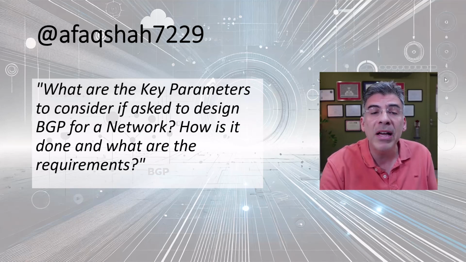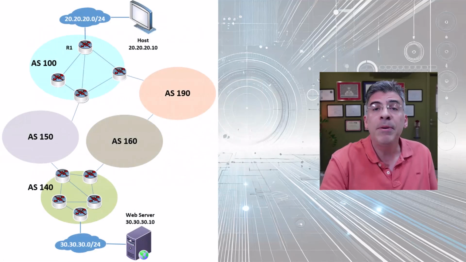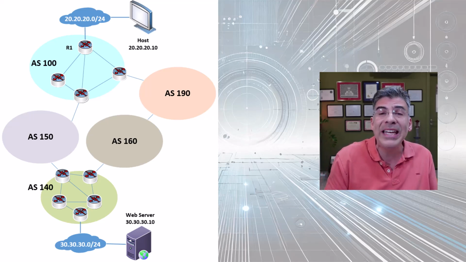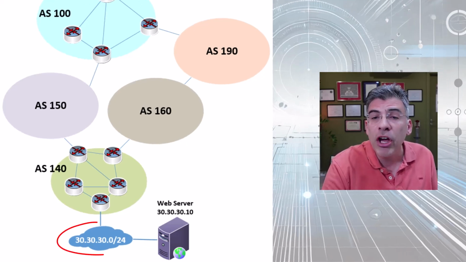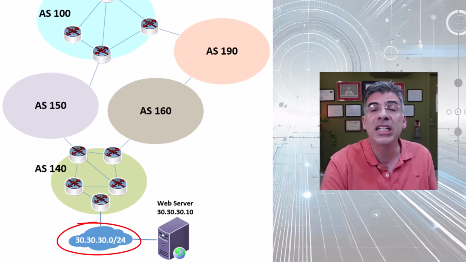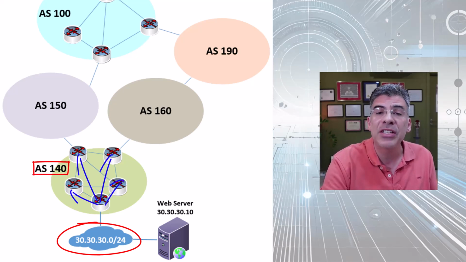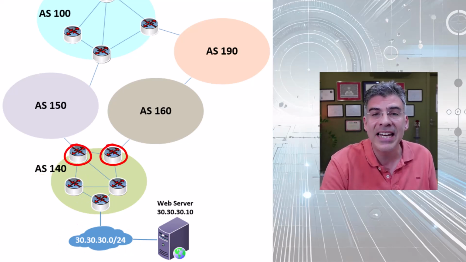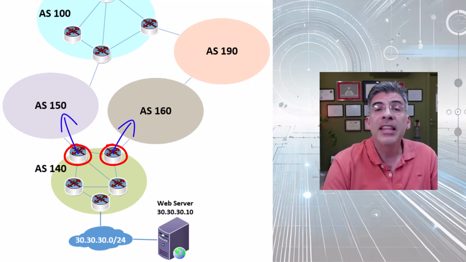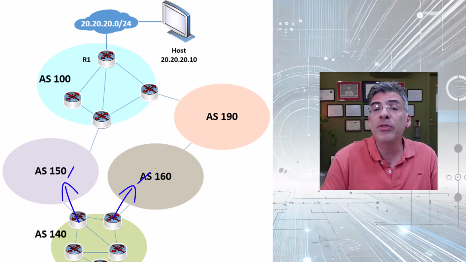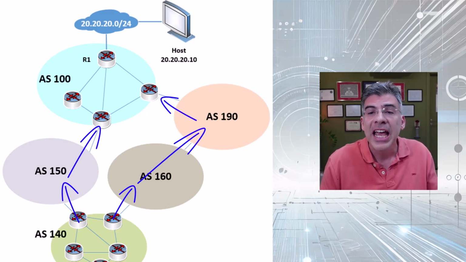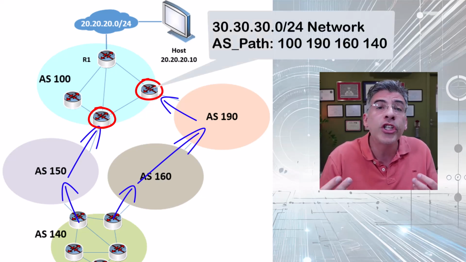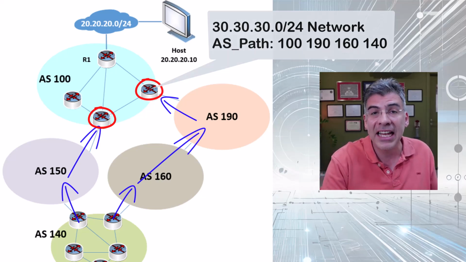Now concerning design, we must remember the purpose of BGP. BGP is a path vector routing protocol, and thus its purpose is to route traffic between autonomous systems. So this 30.30.30.0/24 network, which exists within AS140, is advertised within that AS using iBGP. And these two routers then advertise the network to their eBGP peers. This is then propagated throughout the network, and once it reaches those routers within AS100, they're informed of a specific list of ASs, which is the AS path, which shows them how to get to that intended destination network.